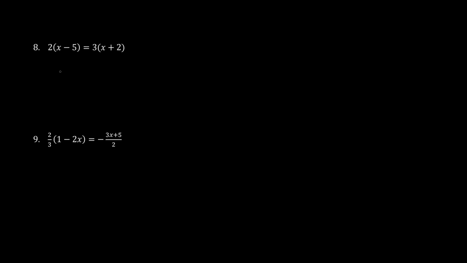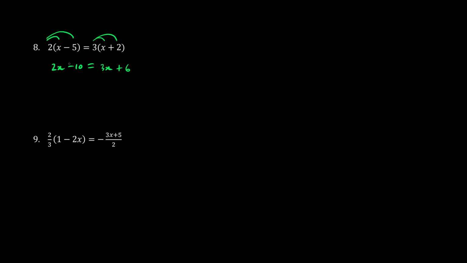Now let's try question number 8. We're going to distribute the 2. You're going to feed the dog, feed the cat. 2 times x is 2x. 2 times negative 5 is negative 10 equals, again, we're going to feed the dog, feed the cat. 3 times x is 3x, plus 3 times 2 is 6.